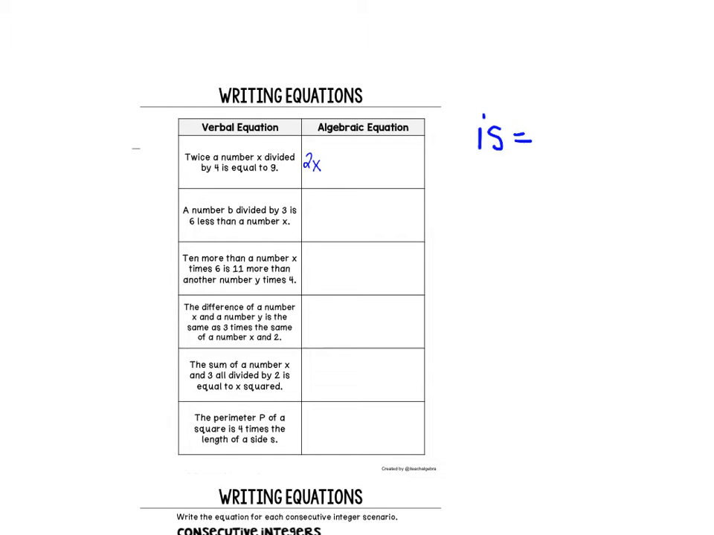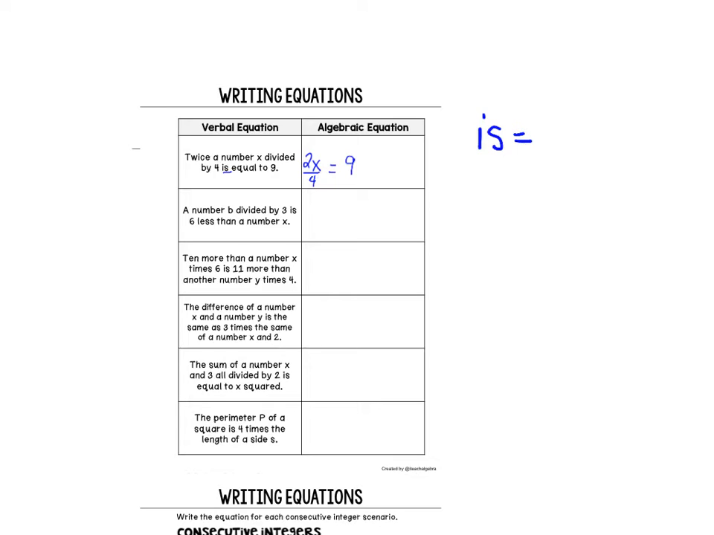Divided by 4, take that, divided by 4, is equal to, there's that "is" again, 9. That's all you gotta do. Just gotta read it from left to right and write what you read. Write what you read. Holy moly, it's a lot of words. It's a lot like writing expressions, except this time we're going to have an equals. I think you can do it. I don't think you need me very much, but I want you to go ahead and try the next one on your own, and then we'll check your work.